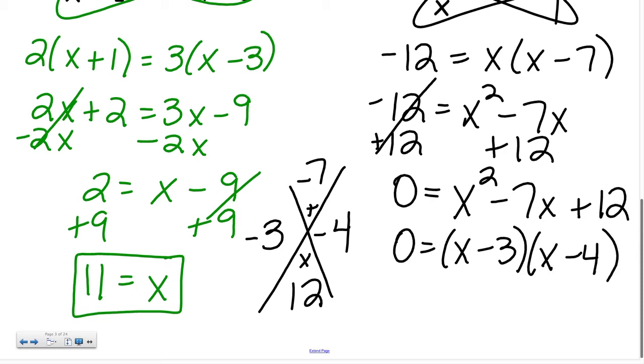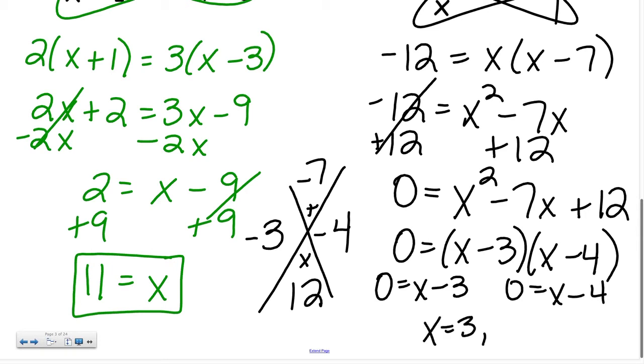So, once I've factored it, I'm going to set each of my factors equal to 0. And I'm going to solve for x in both of them, and that gives me 2 answers.